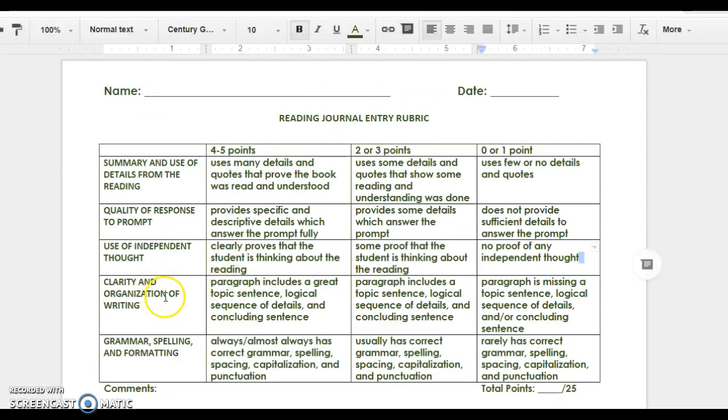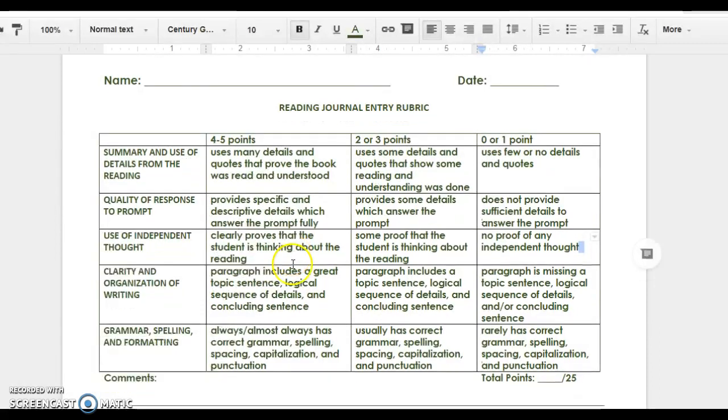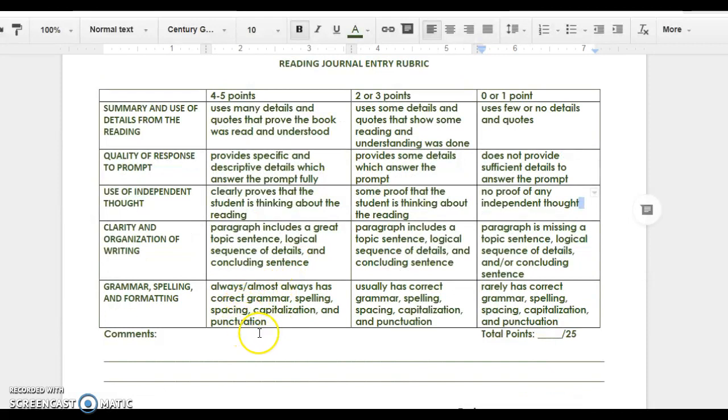Then clarity and organization of writing. That's the components of any paragraph. I have to have the topic sentence, sequence of details, and the concluding sentence. Notice to get a 4 or 5, you have to have a great topic sentence. Can't just be there. Just being there would fall into the 2 or 3 range. But if you make it really great, and I'll help you with that, we'll talk about what makes a great topic sentence and what makes just a boring, simple topic sentence. If you make it great, that's when those great points come out. And then grammar, spelling, indenting, capitalization, punctuation, those all go here.